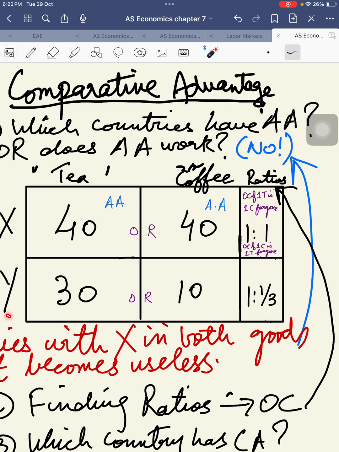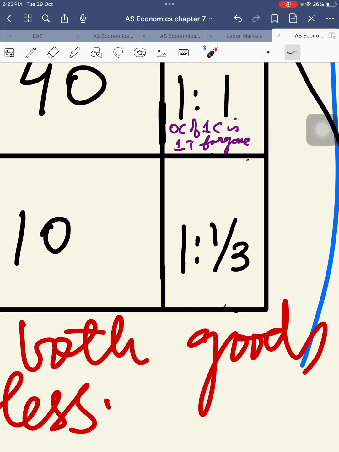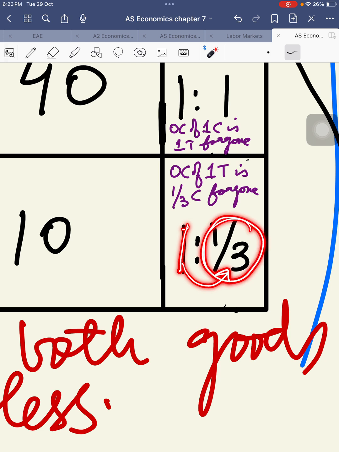What about country Y? The ratio of country Y is 1 tea is to 1 by 3 coffee. What does this mean? This means the opportunity cost of 1 tea in country Y is 1 by 3 coffee forgone. Remember this. This is how we interpret these ratios.